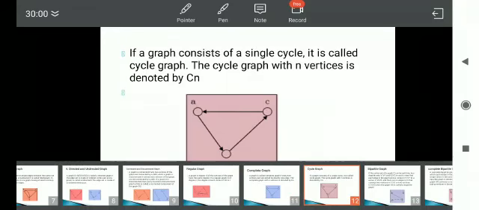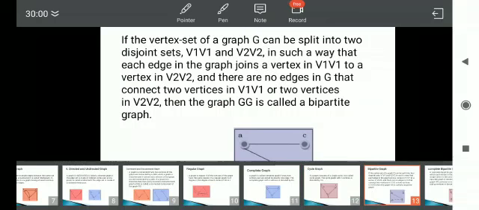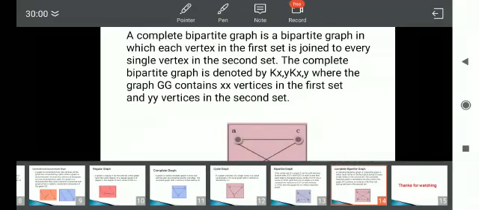नेक्स्ट है साइकिल ग्राफ. If a graph consists of a single cycle, it is called a cycle graph. The cycle graph with n vertices is denoted by Cn. Next, a bipartite graph. A bipartite graph is a graph whose vertices are split into two disjoint sets, V1 and V2. Next, complete bipartite graph. A complete bipartite graph is a bipartite graph in which each vertex in the first set is joined to every single vertex in the second set.